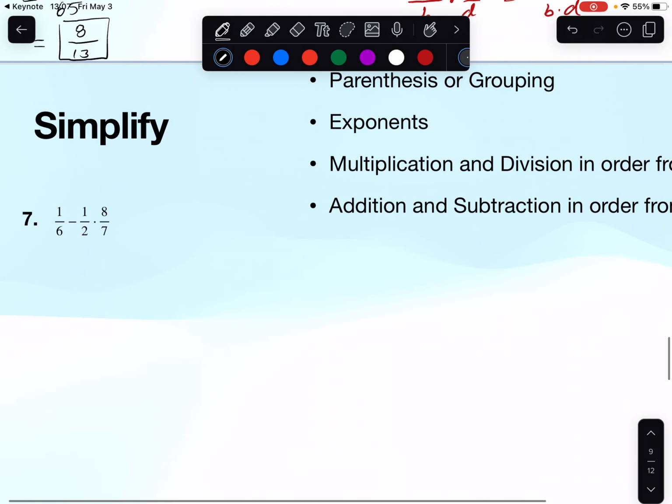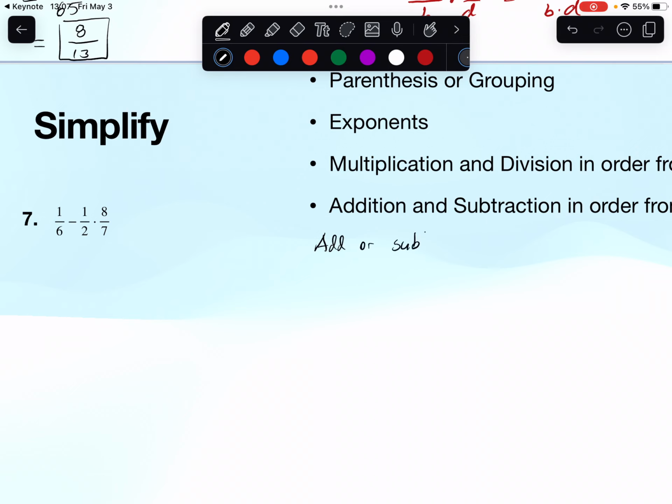All right. So let's go ahead and simplify this one here. So we have 1/6 minus 1/2 times 8/7. And when you add or subtract fractions, a common denominator is required. So we're going to need a common denominator. And so we'll figure that out in just a minute. But we're going to do the multiplication first here.